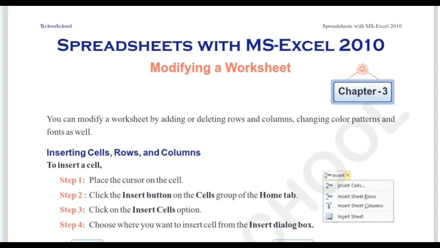So in chapter 3 we have discussed modifying a worksheet. Inserting cells, rows and columns in your workbook, we can use all these options available in MS Excel, in all the versions, 2010, 2003 and 7. So it's flexible to use as per requirement. You can increase or decrease column size, or insert rows in between tables.